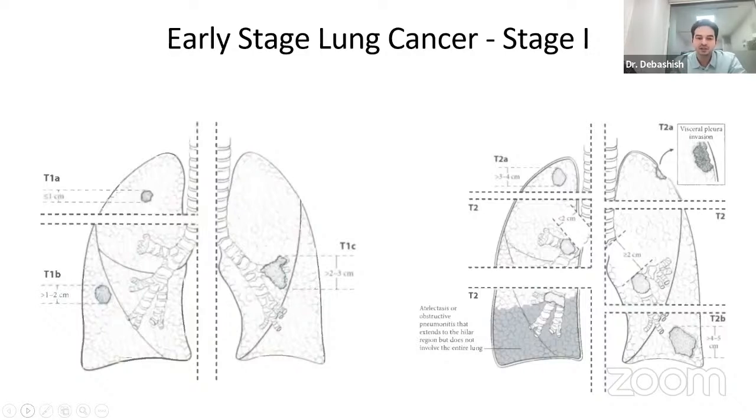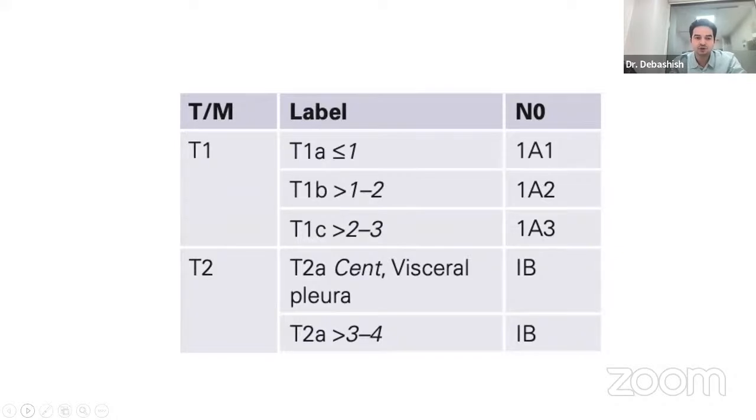So this is the stage grouping. We see that T1 is divided into T1A, T1B, and T1C, and T2 is T2 central, which may involve the visceral pleura, or it may be a T2A lesion that is 3 to 4 centimeters. So all these types of T stage comprise stage 1, and all should be node negative.